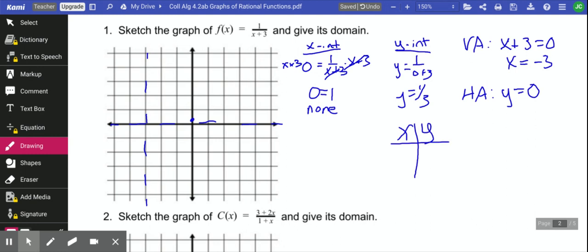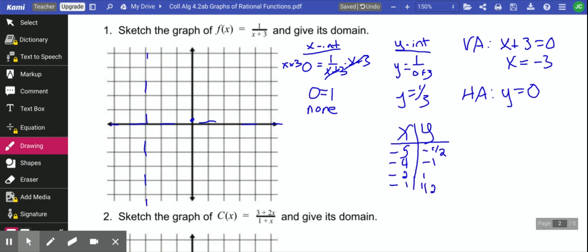Remember, our guidelines said that we want to plot at least 1 point in between and 1 point beyond the intercepts and asymptotes. So we have an asymptote at -3, so I'm going to maybe plug in -4 and -5. I can't plug in -3, so maybe plug in -2 and -1. I already know 0. That's probably good enough. So we plug these in. If I plug in -5, that's going to give me -1/2. If I plug in -4, that just gives me -1. -2 gives me 1, and -1 gives me 1/2.